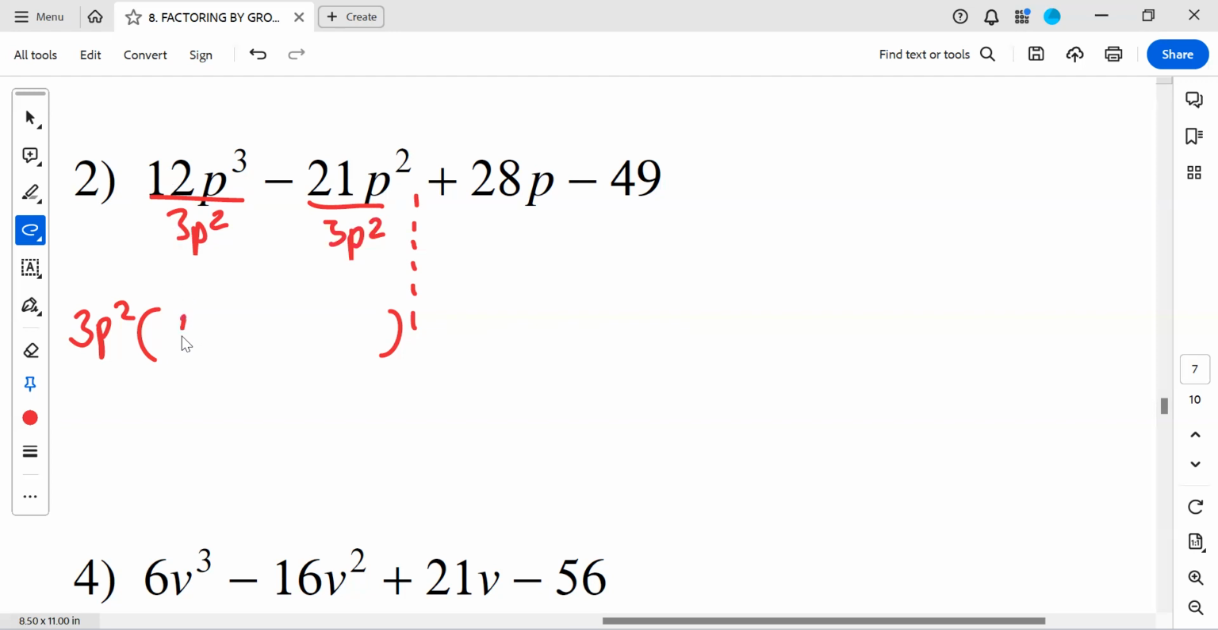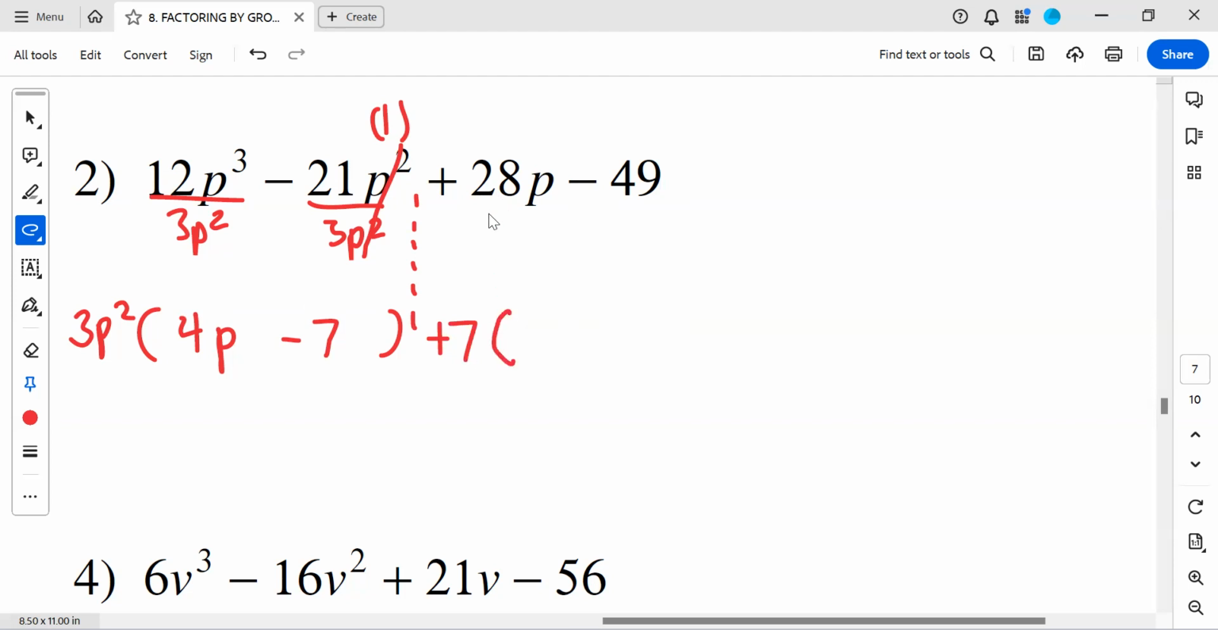12 over 3 is going to give me 4. P cubed over P squared is going to give me P. Negative 21 over 3 is going to give me -7. And I know that these are canceling. On the right side, the greatest common factor between these is going to be 7. So I put the +7.